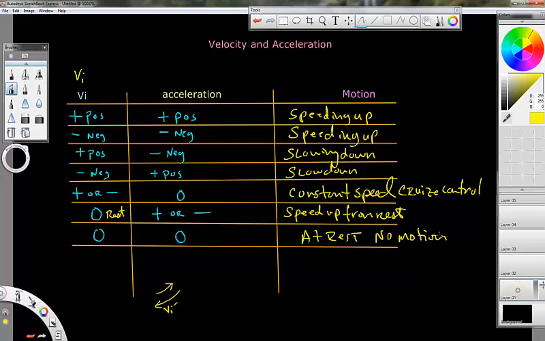All right, and that's basically the 7 types of combinations that you can have with velocity and acceleration. If I mixed all these up, you should be able to figure these out.